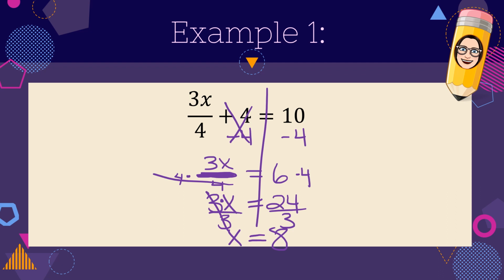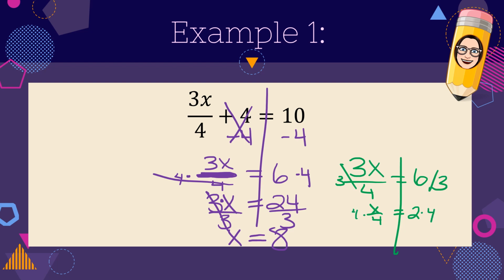Some students have asked in the past, do I have to undo the division first or could I undo the multiplication first? Let me show you really quick what would happen. Let's say I want to divide both sides by 3 first. That would leave me with x over 4 equals 2. And then you could times both sides by 4. See how we arrive at the same answer? So keep that in mind. What do you see first?